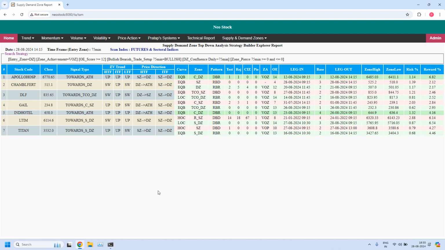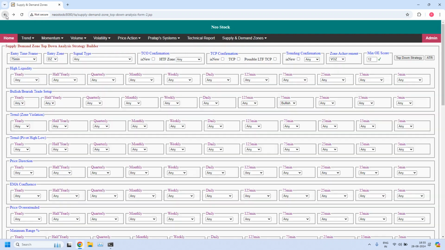These 7 stocks are currently supporting a bullish trade setup for the weekly income trade, and also the 75 minute zone and daily zones have confluence. In that, ITF is the daily time frame. The trend is always an uptrend in a bullish trade setup. Now we need to verify whether any of these 7 stocks have a daily EMA confluence, because the 75 minute zone has confluence with the daily time frame. So that's why we are checking daily EMA confluence.